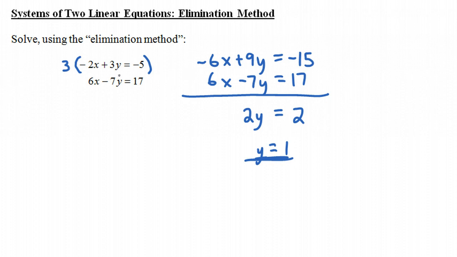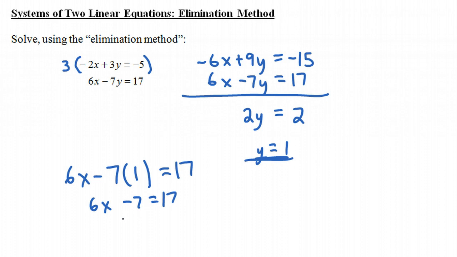We still have to find what x would be. So let's take one of these equations. Maybe we'll take the second equation down there. 6x minus 7y is equal to 17. But we're going to plug in 1 for y to find out what x is. So what we have is 6x minus 7 is equal to 17. Add 7 to both sides. We get 6x is equal to 24. And divide both sides by 6, we get x is equal to 4.